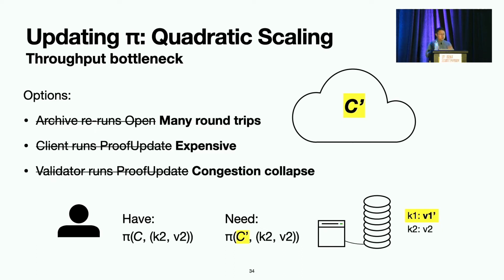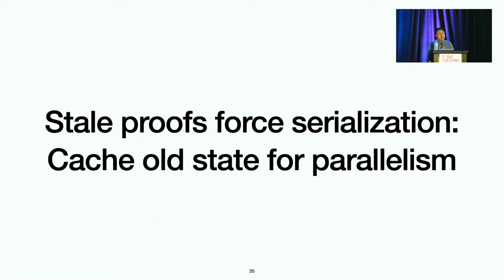Finally, suppose that the validator's job is to execute proof update. In this system, consider that at the validator, we're going to have a backlog of transactions build up. And as this backlog grows, the work required to process any additional transaction also grows. This creates a positive feedback loop, because all of the proofs must be updated, and this can lead to congestion collapse at the validators. The fundamental problem here is that the stale proofs force serialization of the proof-related operations, and this slows the system down.